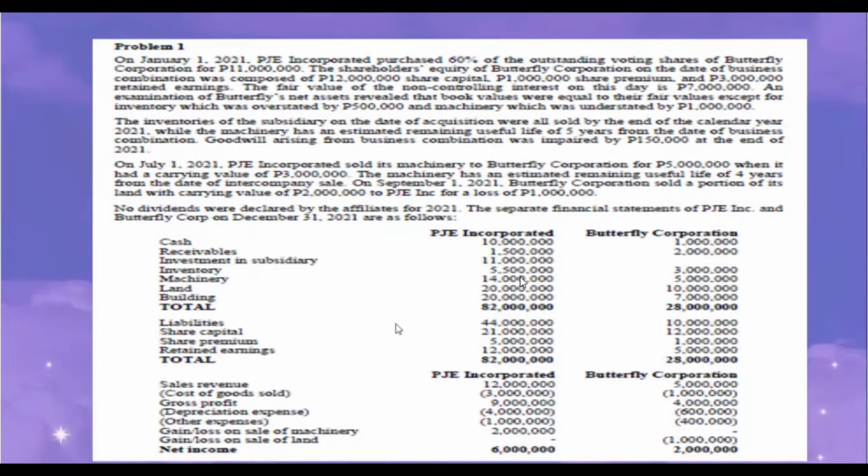An examination of Butterfly net assets revealed that book values were equal to the fair market values except for inventory, which was overstated by 500,000, and machinery, which was understated by 1 million. O sige, pause muna tayo doon.